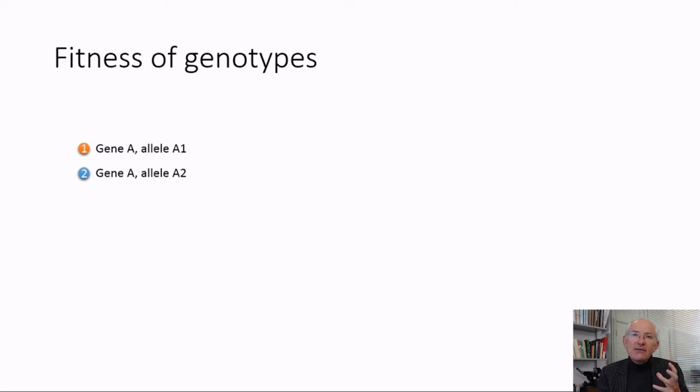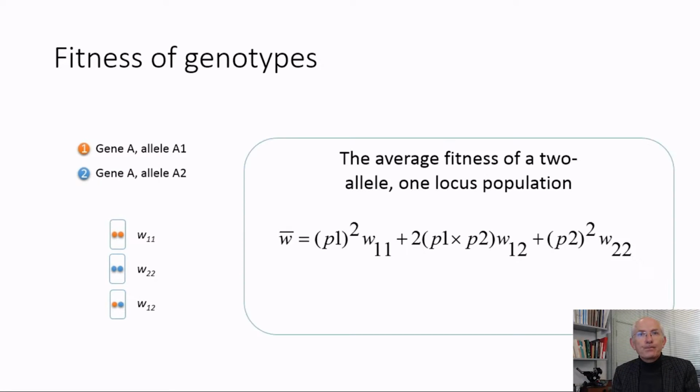So let's think of the different genotypes that are available with the model we've been talking about. Gene A with 2 alleles, A1 and A2. There are 3 genotypes, 2 homozygotes and 1 heterozygote. Each of them has a lifetime reproductive fitness, which we are going to call W11 for the homozygotes carrying 2 copies of allele A1, and so on.